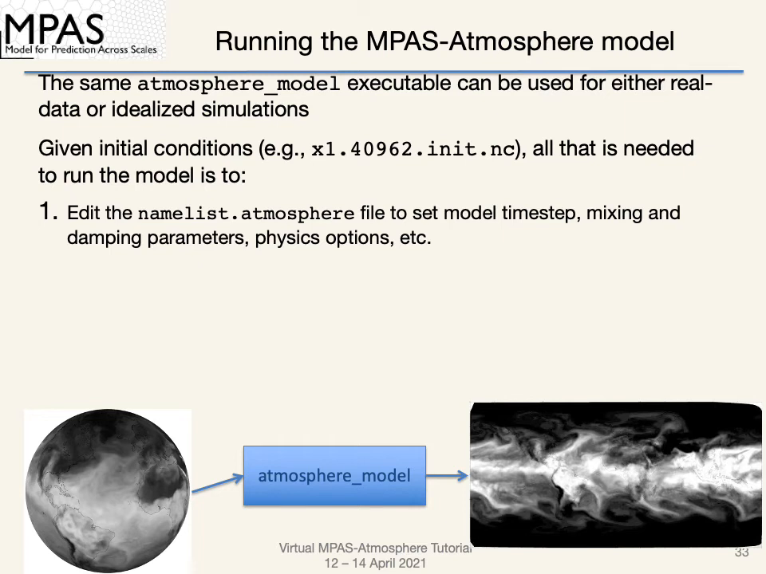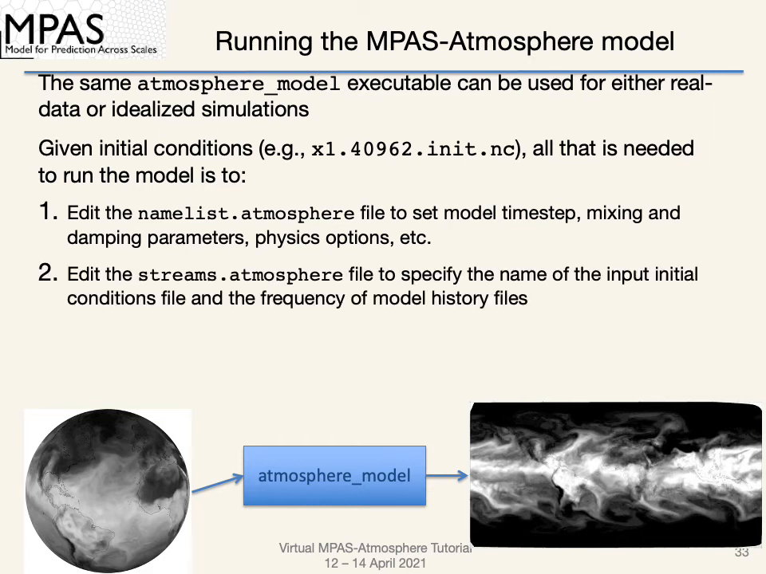So given initial conditions, all that's needed to run a model simulation are the following. Firstly, we need to edit our namelist.atmosphere file, and there are just a few key parameters that we need to set generally. At least as a starting point, you can use most of the default settings in this namelist file. So we need to set the model time step that's used in the time integration of the model. We need to set a few mixing and damping parameters, and then you may want to choose different physics options, different parameterizations of physical processes. Most of these things are covered in separate talks. There's another talk about the model dynamics, and there's another talk about model physics. These are all set in the model namelist file.